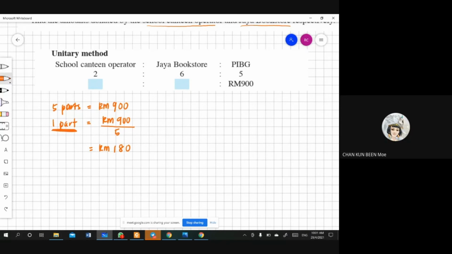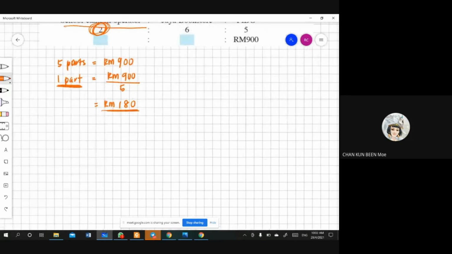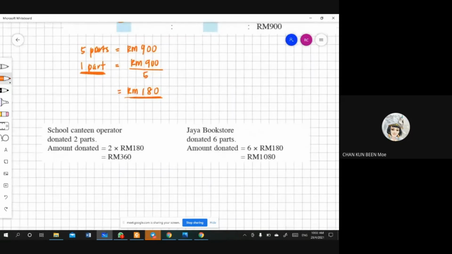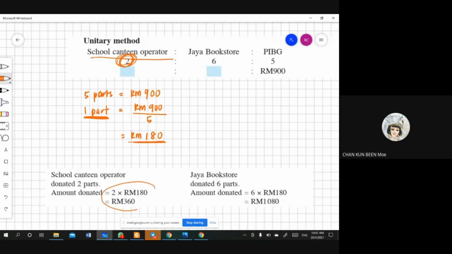Okay, so after you find out, yes, correct. This part is very important, means 1 part represent 180. So we can get the answer for the rest already. For school canteen operator, you see, they are represented by 2 parts. So meaning that to get the amount of donation, we just need to use the 2 here. You multiply by 180. So you can see already 2 times 180 is equal to 360. Therefore, we get the amount of donation already, 360.